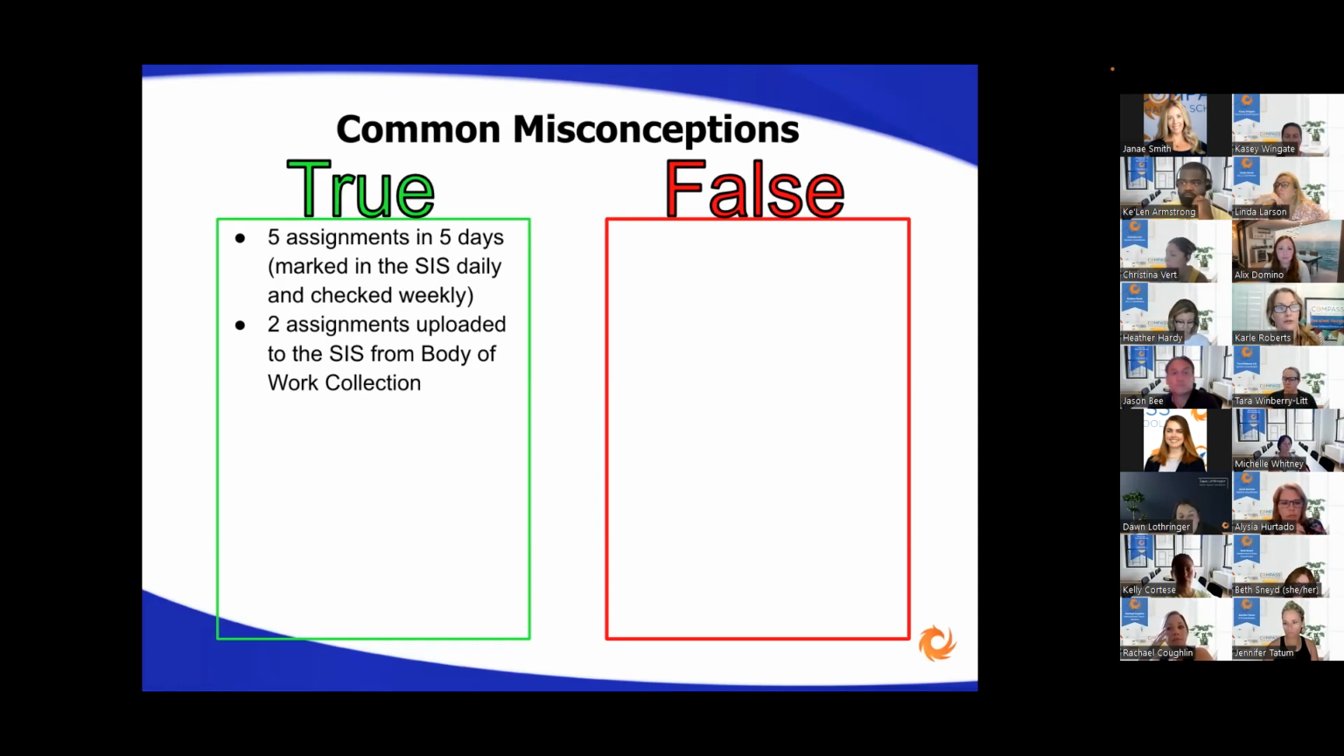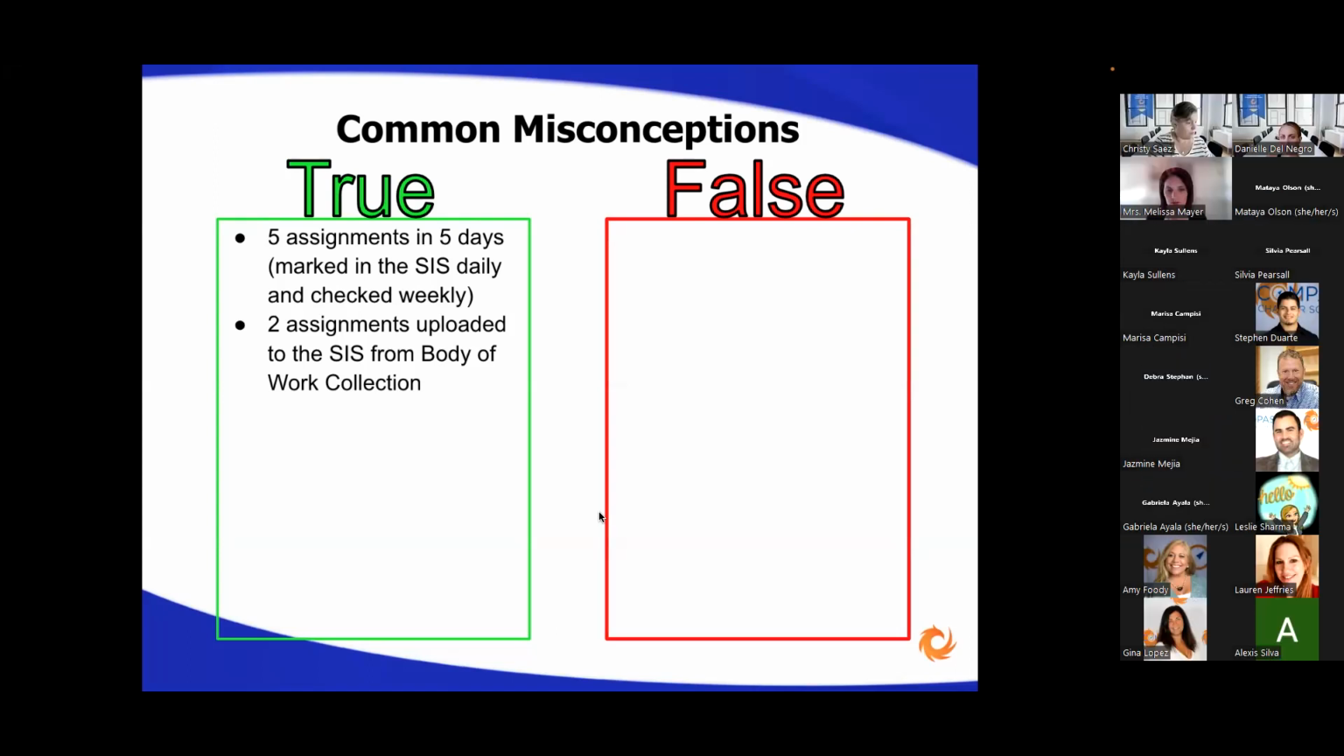And then another true is that 2 assignments are uploaded to the SIS from the body of work collection. So it's not that we only collect 2 assignments every learning period. They're actually collecting, at bare minimum, 1 completed assignment from every enrolled course, but there's usually a lot more to get the body of work. The ST chooses 2 of those that would be uploaded into the SIS as a work sample.